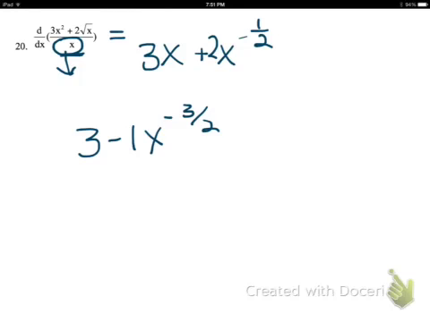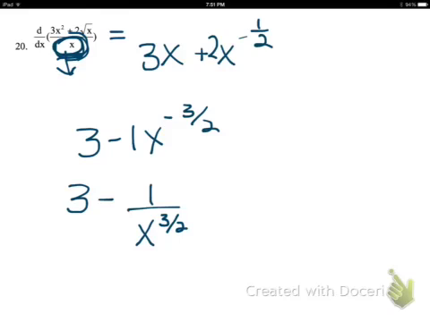And that's it. But you want to break it up first before you find the derivative. I want you to just simplify first, divide everything by x. When can you do that? When the denominator is one term. If it's more than one term, I can't do that. And if we wanted to, we could write this as 3 minus 1 over x to the 3/2, or the square root of x cubed.